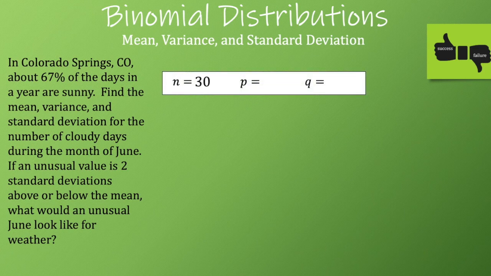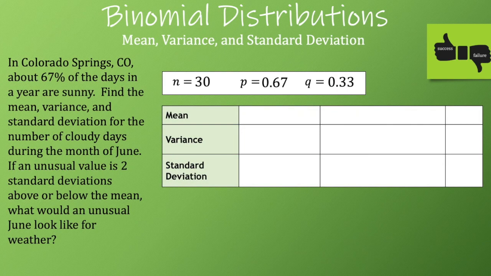All right, let's get our variables going here. We have an n of 30 because there are 30 days in June. Probability of a sunny day is 67%. The complement of that is 33%. Now, to find the mean, variance, and standard deviation, we have some formulas. To find the mean, you just multiply n times p together. So in this case, 30 times 0.67, which is about 20.1.